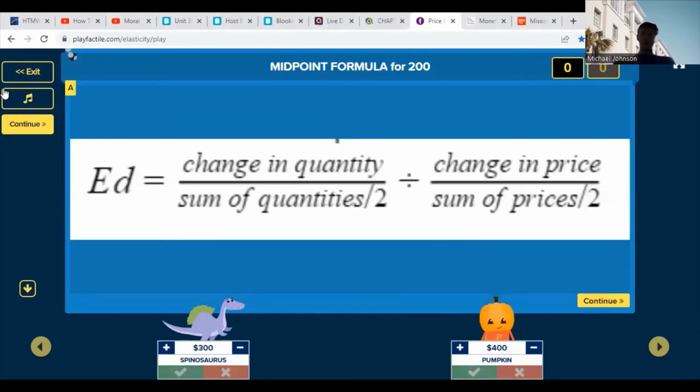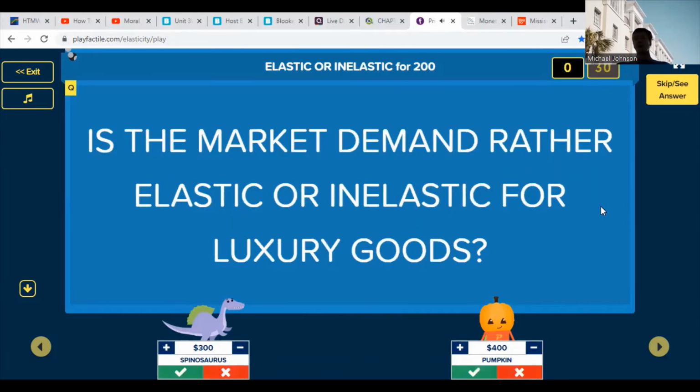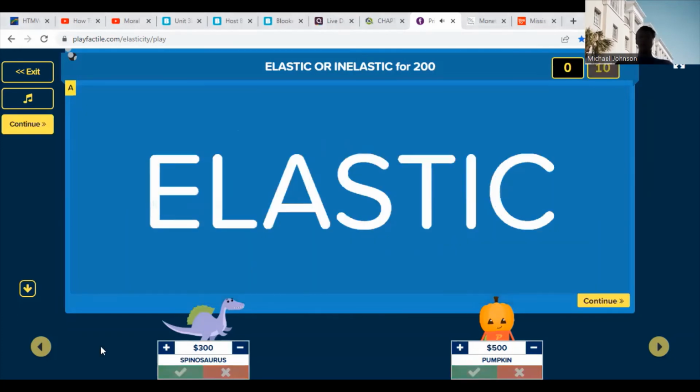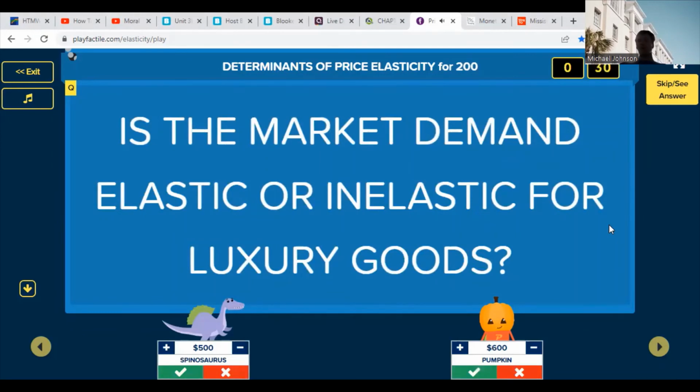Great job, OC. Is the market demand rather elastic or inelastic for luxury goods? Great job, everybody. So I'll give $200. So 200. Is the market demand elastic or inelastic for luxury goods? I think we already answered that.